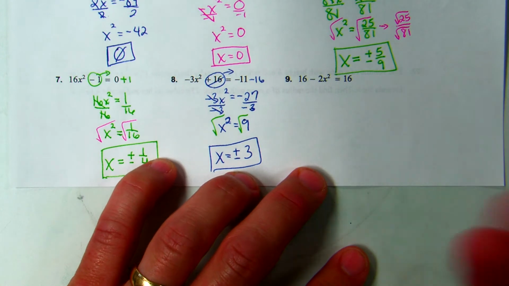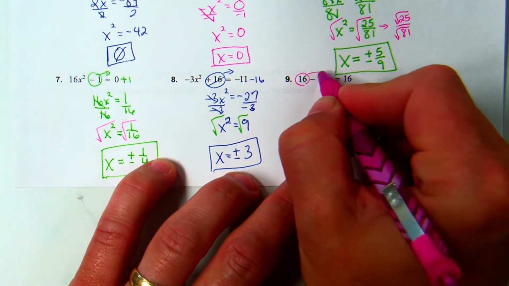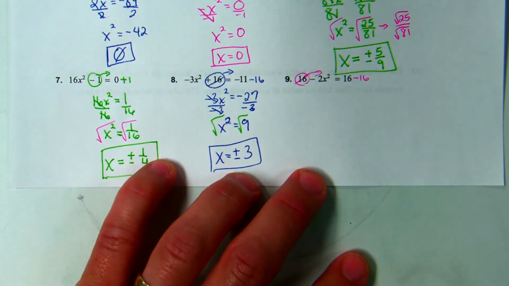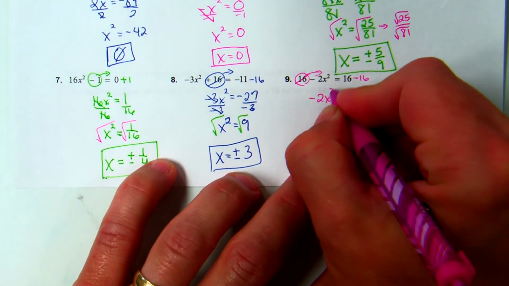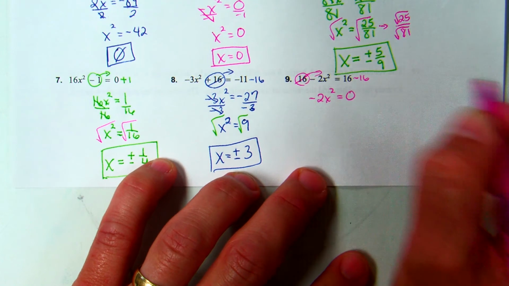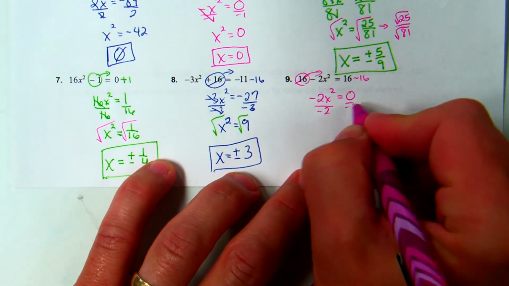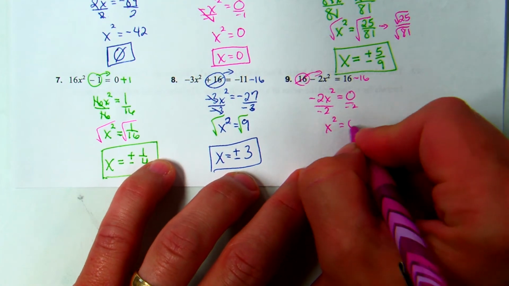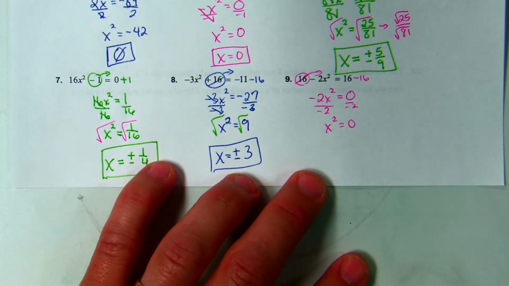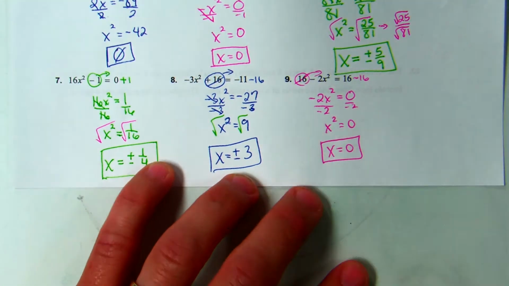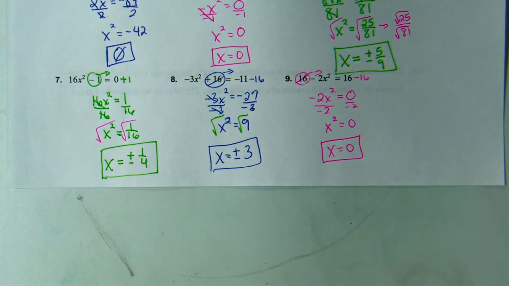We need to move this 16 to the other side, which means we will subtract 16 from both sides. Okay, so we'll have a negative 2x squared equals 0. All right, we'll divide by negative 2, and so x squared is still going to equal 0. And anytime it equals 0, we know that x is just going to be 0. So that's a simple one on number 9. And that finishes out the front side of our notes. So let's turn the page.